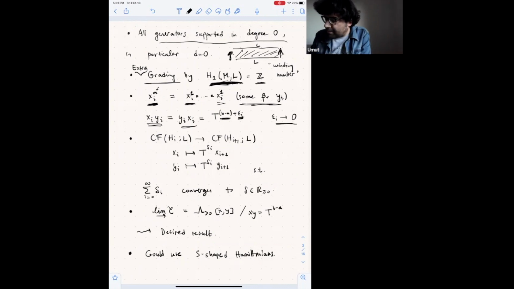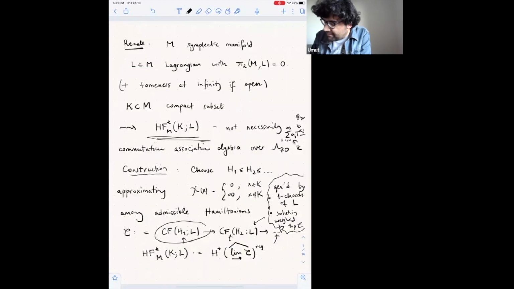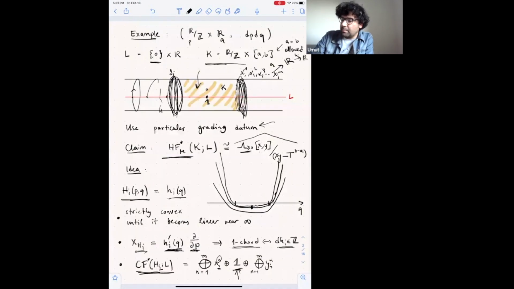Okay, so now I described to you each of these CF_H_i, L's as Lambda_0 algebras. They live in degree 0, and their product is given by this rule where if you multiply the x chords, you get x chords, but the winding numbers add up. Same with y's. And if you multiply the x generator with the y generator, you almost get 1, but you don't get 1. You get t to the almost the area of this finite cylinder that I fixed.